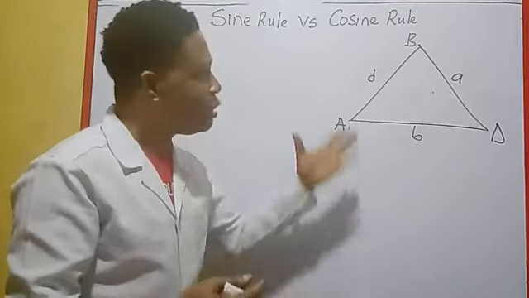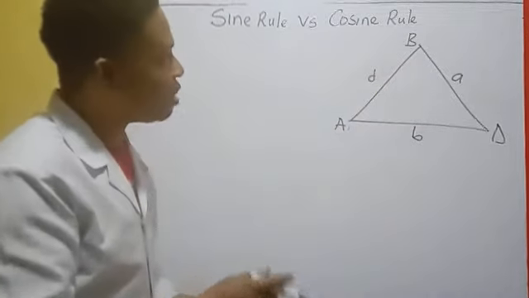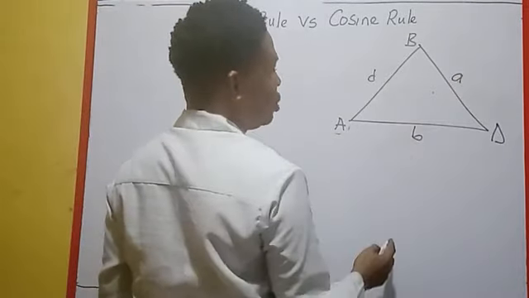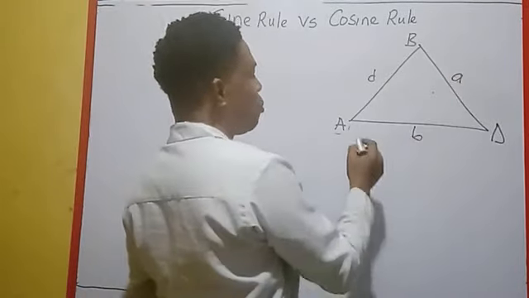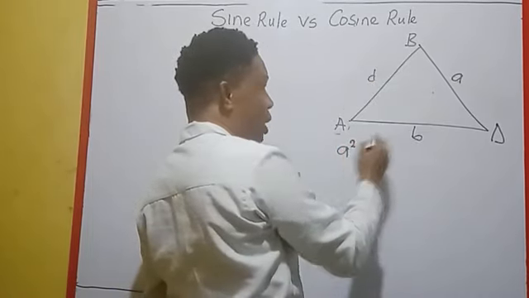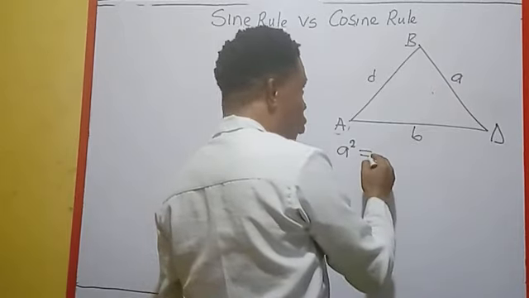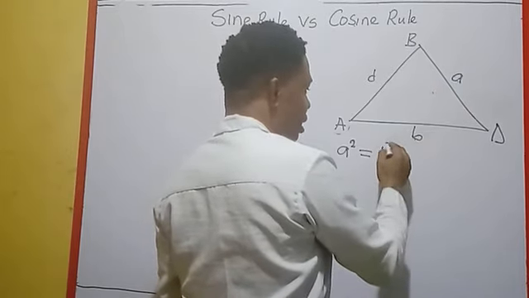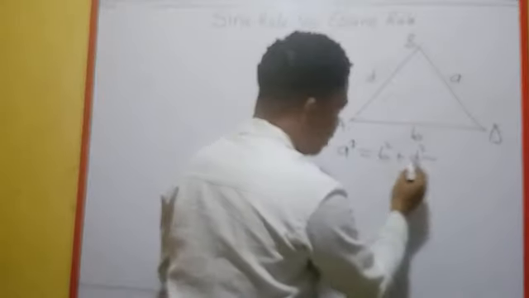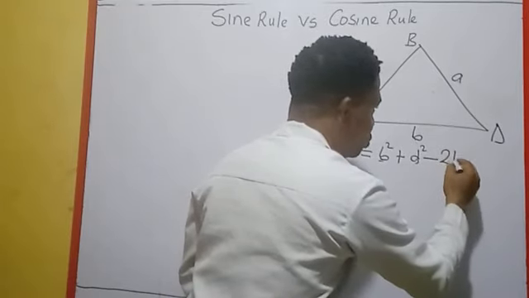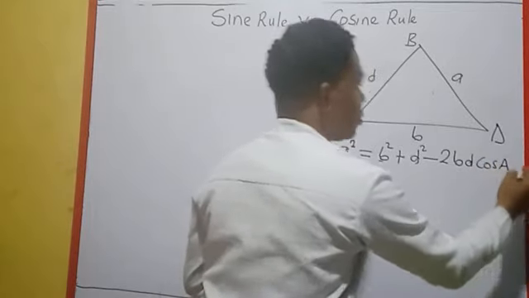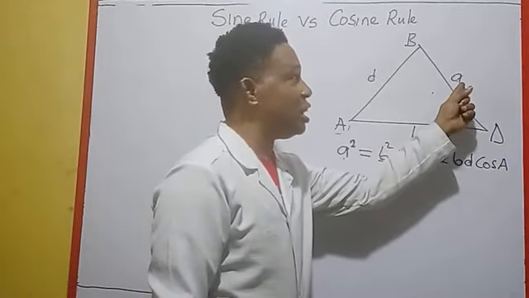For example, let me give you the formula for cosine rule. Let's start with A. You want to find A using the cosine rule formula. The formula says that a squared is equal to b squared plus d squared minus 2bd cos A. With this formula, you can find a.